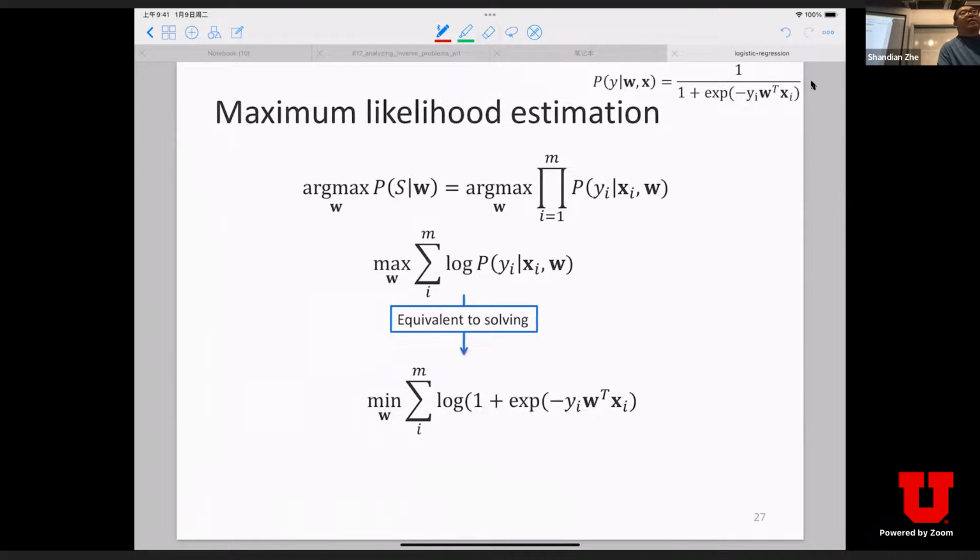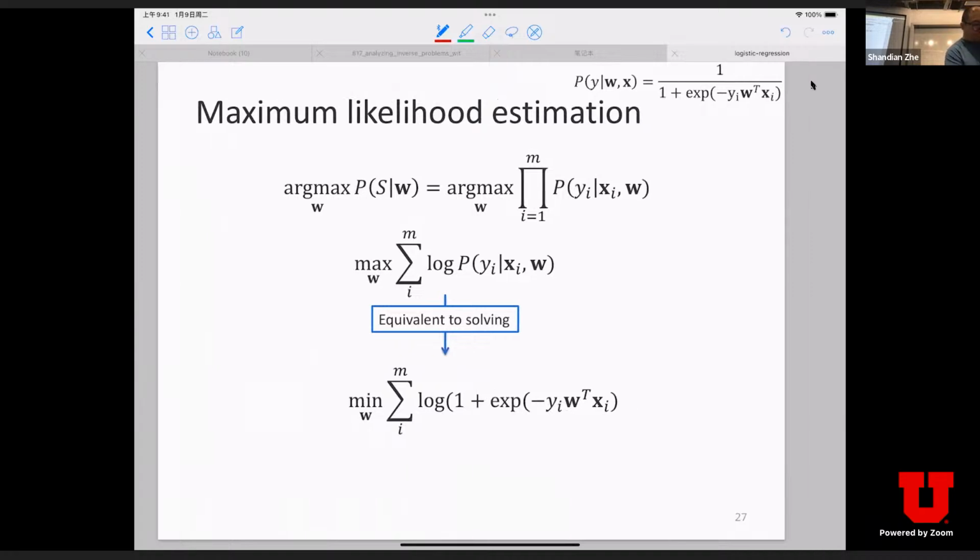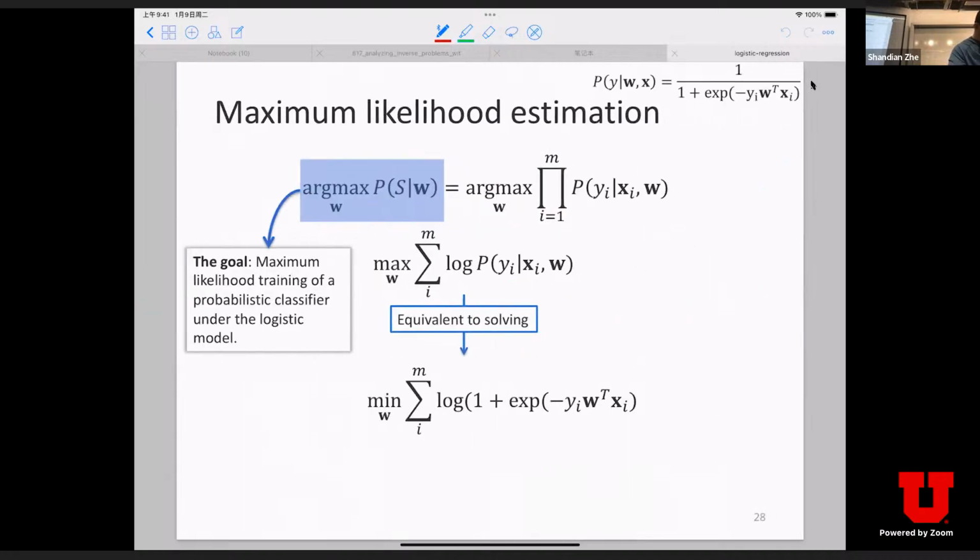Then what's the remaining thing? How do we minimize this summation? Yeah, you take the first derivative, you take the gradient. You can shove it into stochastic gradient optimization or any other gradient-based optimization to optimize w. That's it.